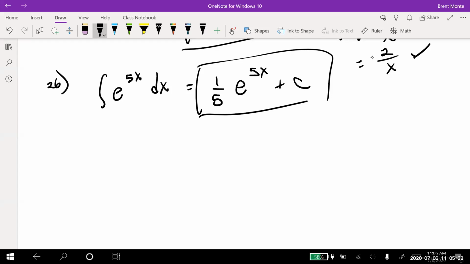Let me show you how to do these with initial conditions so that we can get the actual function itself. We're going to deal with that plus c. So here's an example of that. This is problem 48 out of the book. Obviously, we're jumping up a little bit.